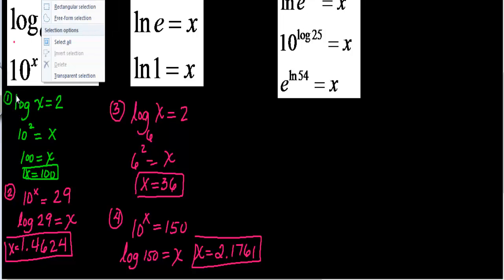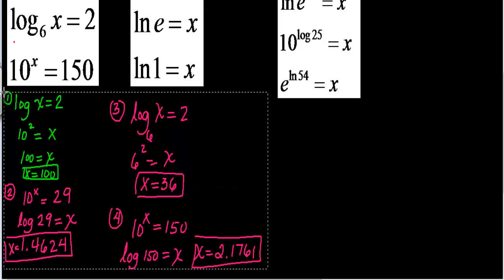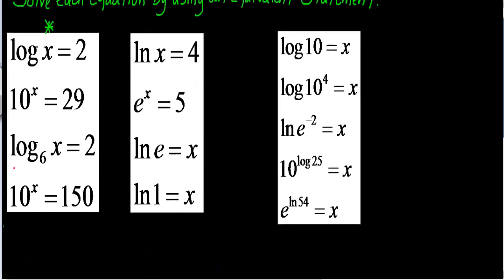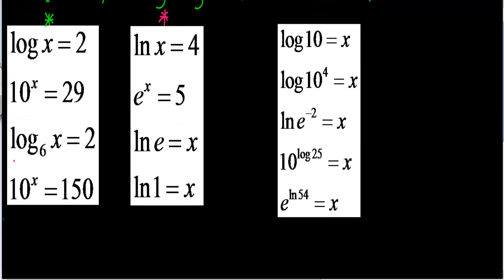I'm going to erase this so we can work on the other ones. Okay? Let's go back up to our second column. Here's our second column. Now we're going to work with this one. Let's do number 1. Natural log of x. Okay, let's write. Natural log of x is equal to 4.